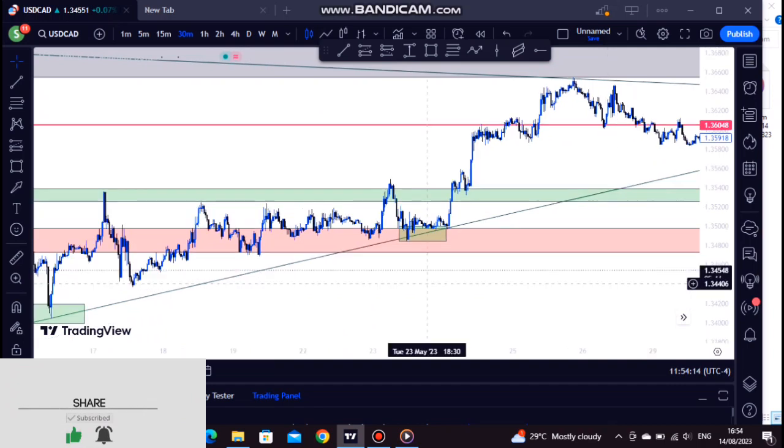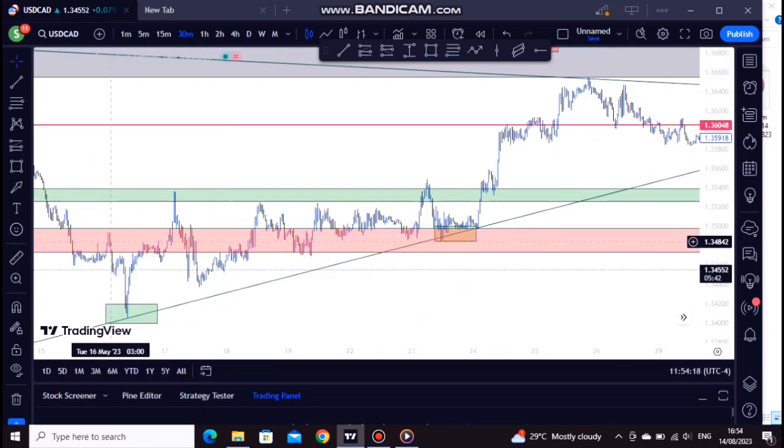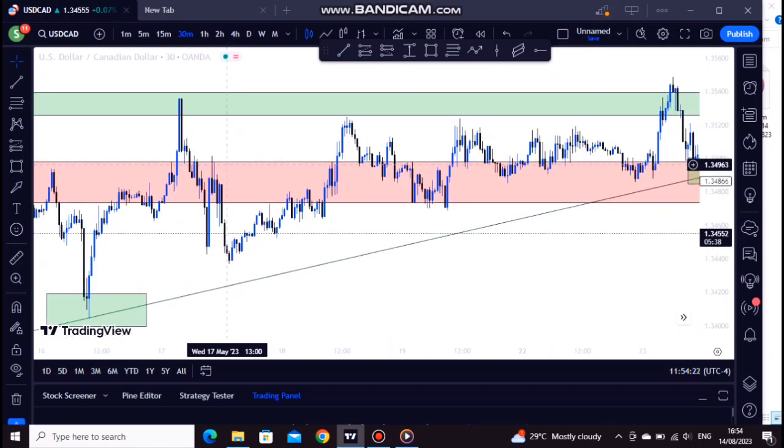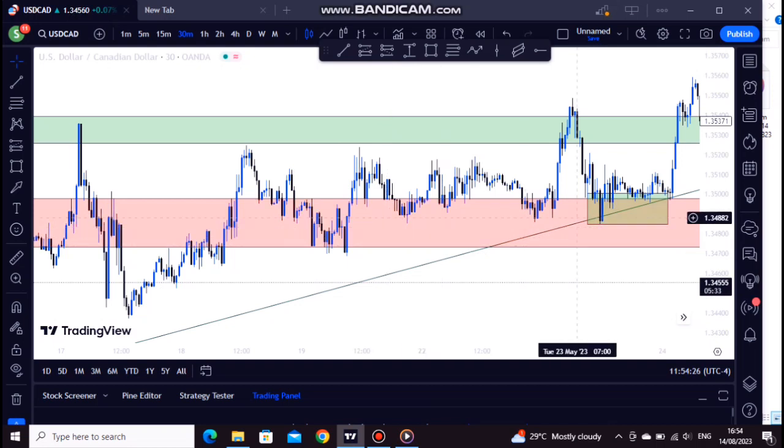And look at, on the 30-minute time frame, what happened? Look at where the market tapped into a very strong daily support area, and inside that support there is a 30-minute or a 1-hour support area.